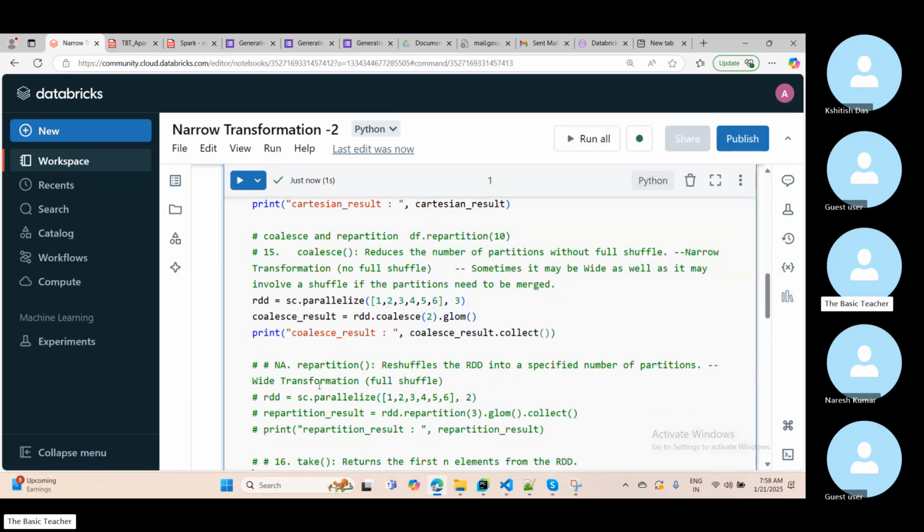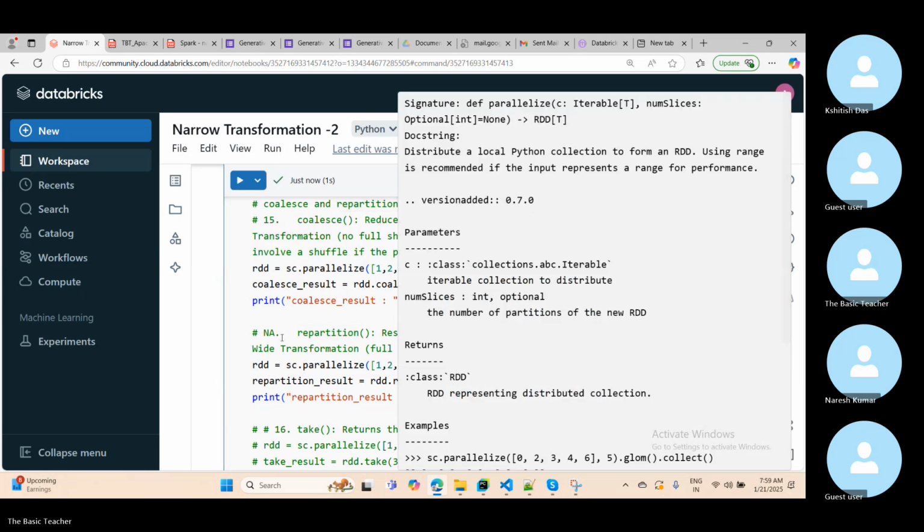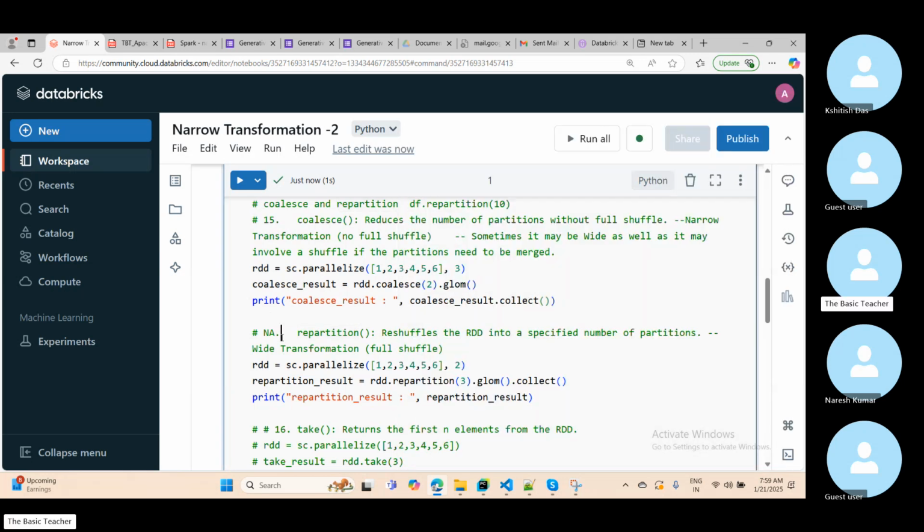Then we have a repartition. Here I had mentioned repartition also to match with the exercise. So repartition reshuffles the RDD into a specified number of partitions, and this is part of wide transformation. The RDD we are creating, this is the RDD, and we are creating it with partitions equal to 2. This is the original one.